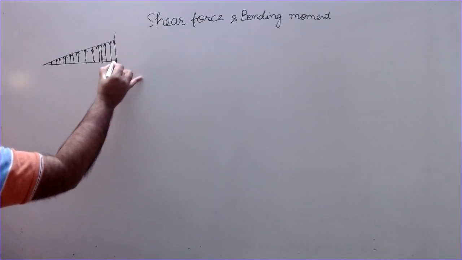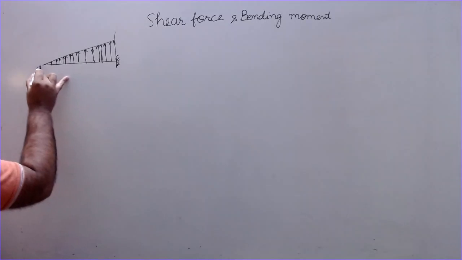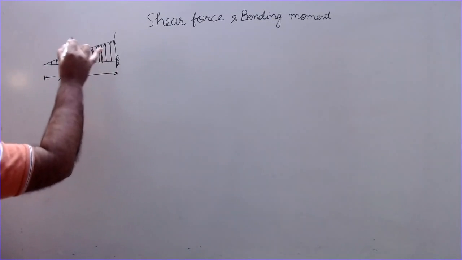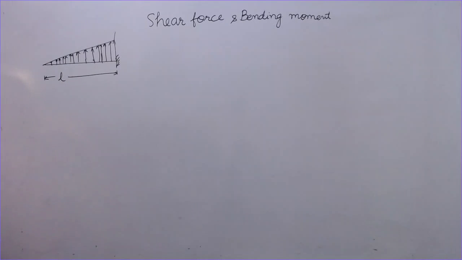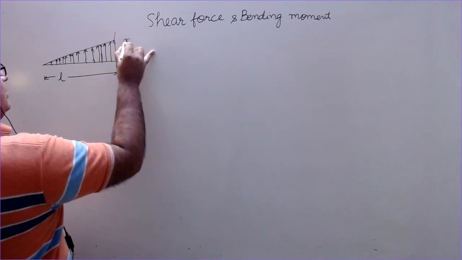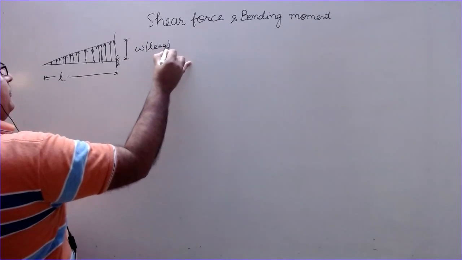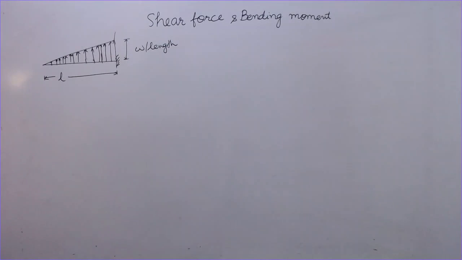The cantilever is fixed here. This is the free end, length is L, and the rate of loading is variable, being maximum at this fixed end, W per unit length. At free end it is 0. Now we have to draw the shear force and the bending moment diagram for this. First of all, let us draw the shear force diagram.